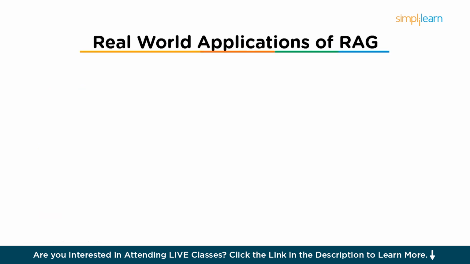So RAG has several real-world applications in businesses, particularly in areas where high-quality, fact-based, and contextually accurate information is essential. RAG combines the strengths of both the retrieval-based models, which fetch relevant information, and generation-based models, which generate human-like responses to provide more accurate and informative results. So let's see the applications.